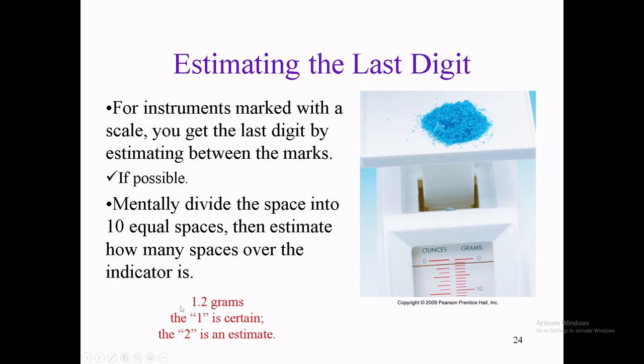When I write it, I will write out 1.2 grams, where the 1 is the certain digit. I know that there's at least 1 gram in there, and the 2 is an estimate. That was just me saying I think it's about 1/5 of the way between those two lines.